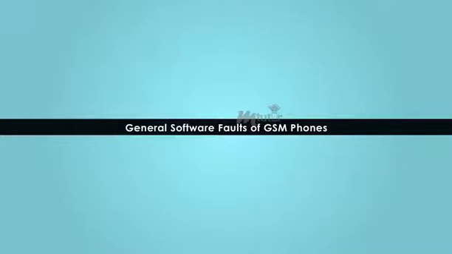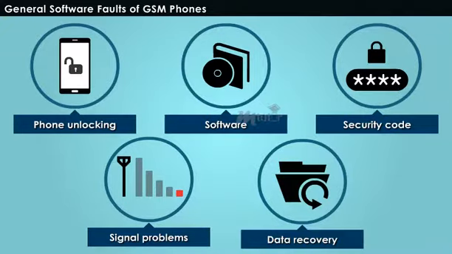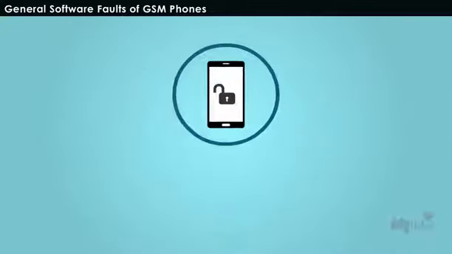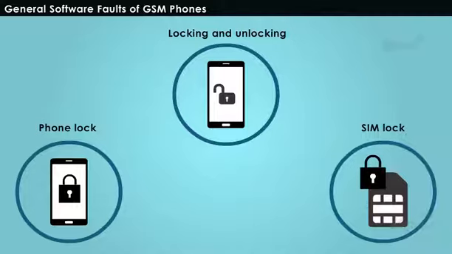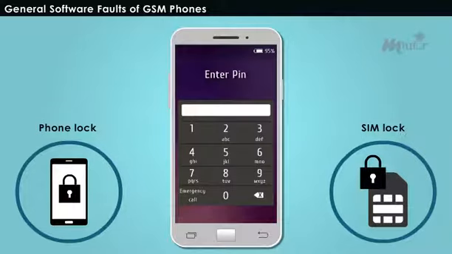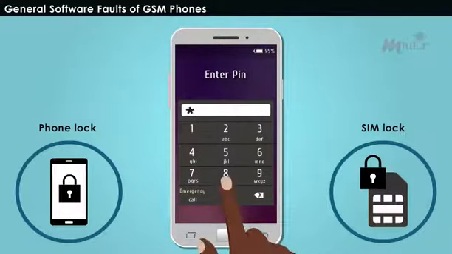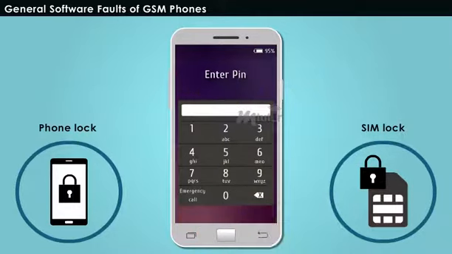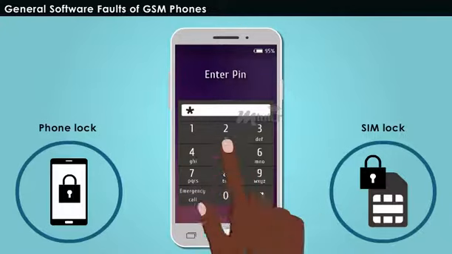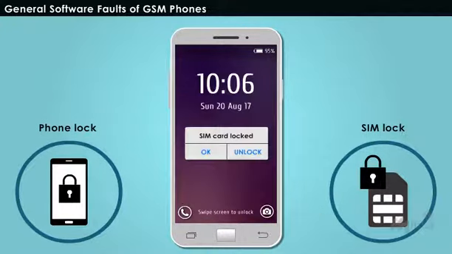General software faults of GSM phones. Among the common faults in mobiles, one of the basic faults is locking and unlocking. This can be categorized into phone lock and SIM lock issues. Generally, we unlock the phone or SIM with the preset security codes. But what if we forget those codes and enter a wrong code? If you enter the wrong password more than 3 times, the phone and the SIM get locked.